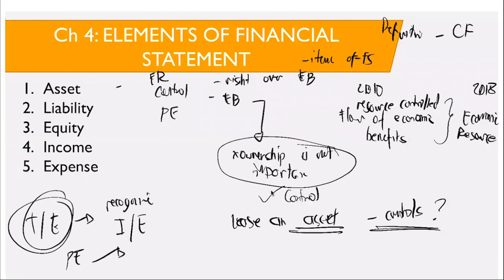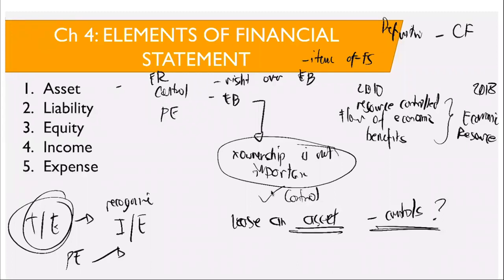It should create either of the five. You can create either asset, liability, equity, income, or expense, or together both asset and liability, or a combination of the different elements. You learn that one in your AE 100. So it results from a past event.